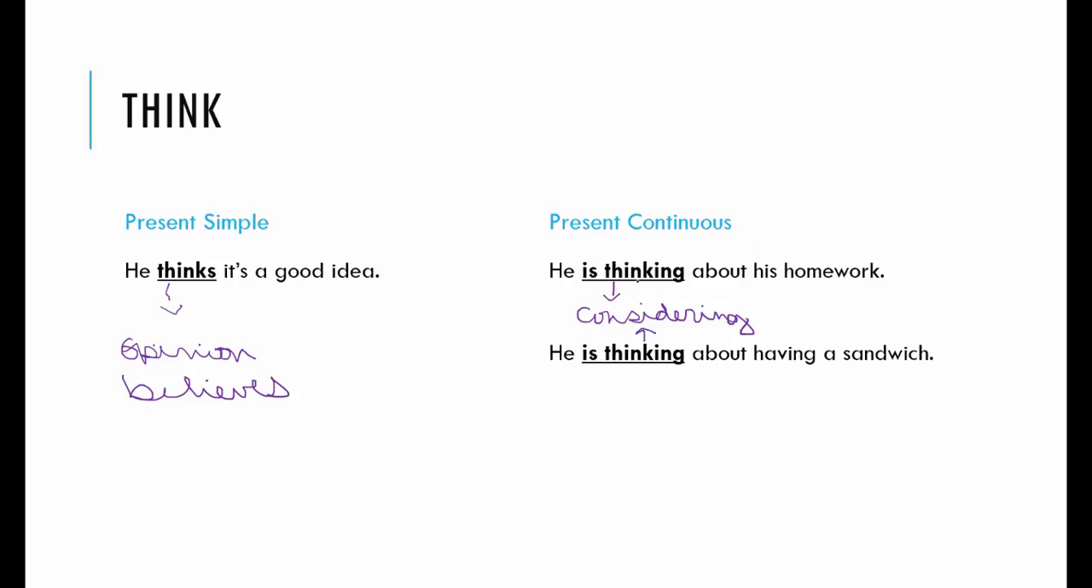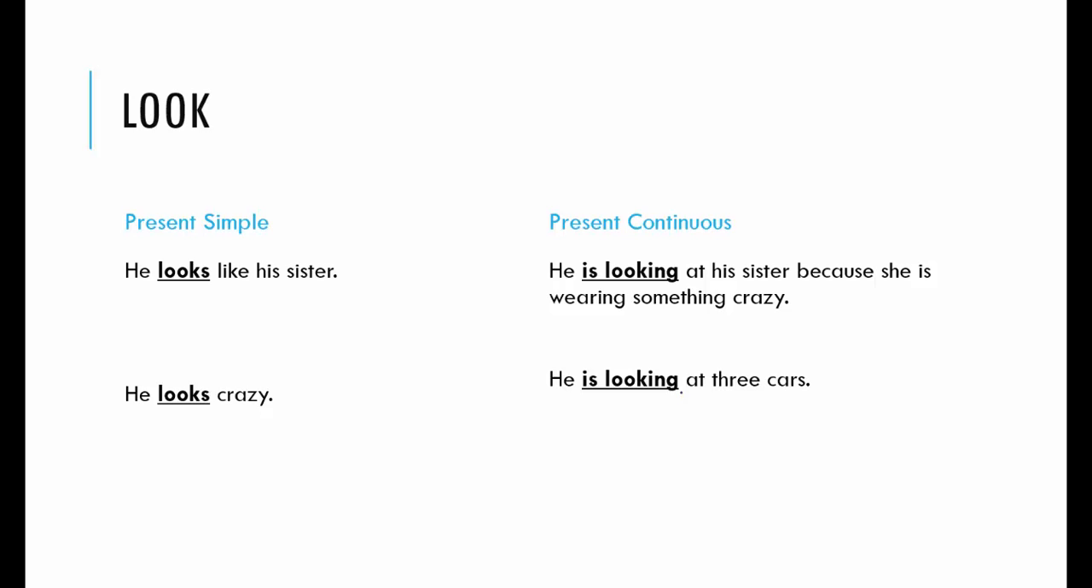That's this thinking. He is thinking about his homework. He's considering it. It's an idea that he's pondering. Pondering would be another word. He is thinking about having a sandwich. That's where you're like, should I have a sandwich? Should I have soup? It's the actual action of thinking about something.